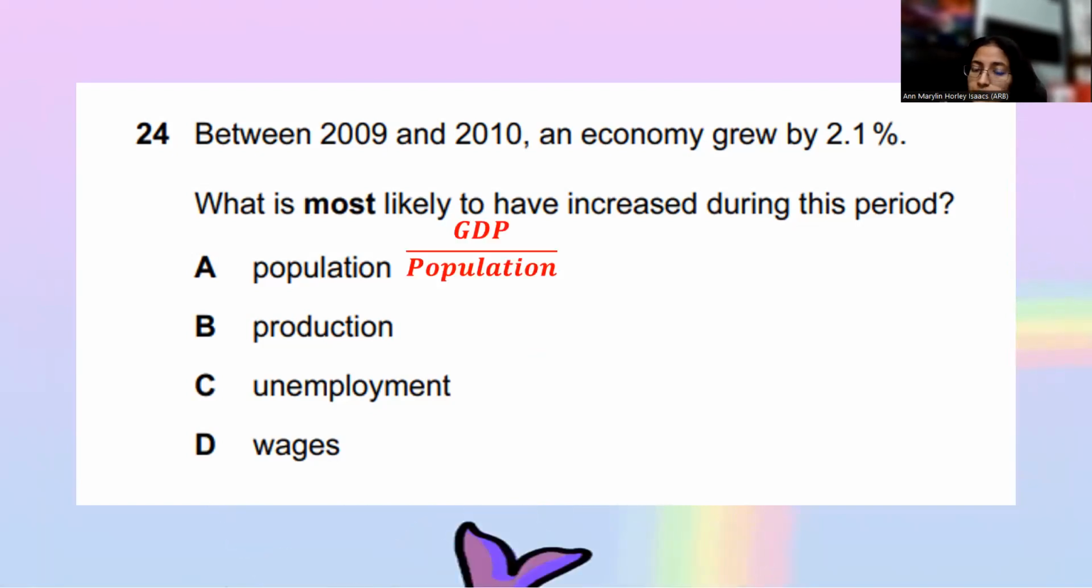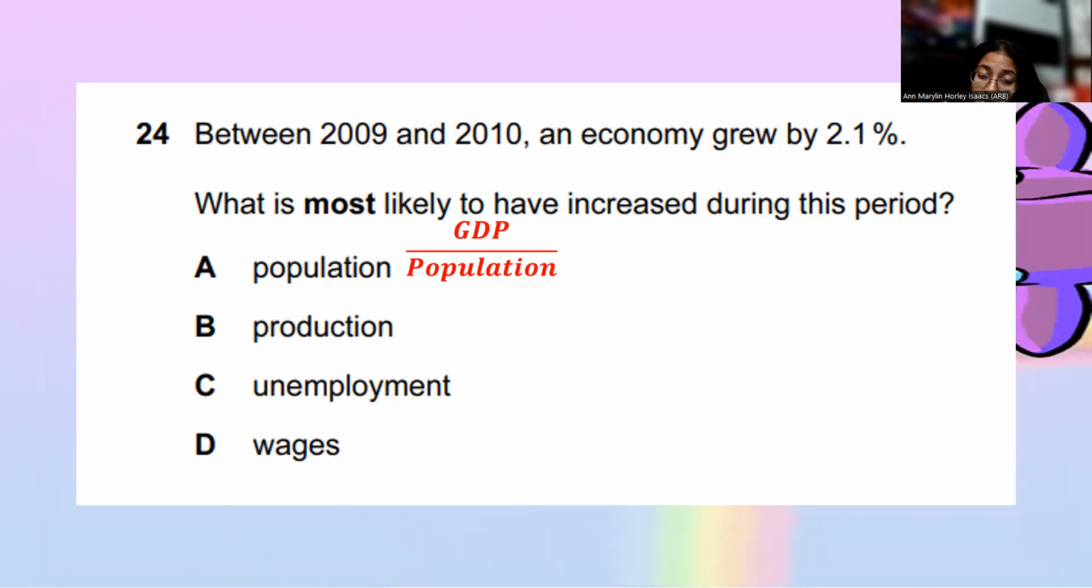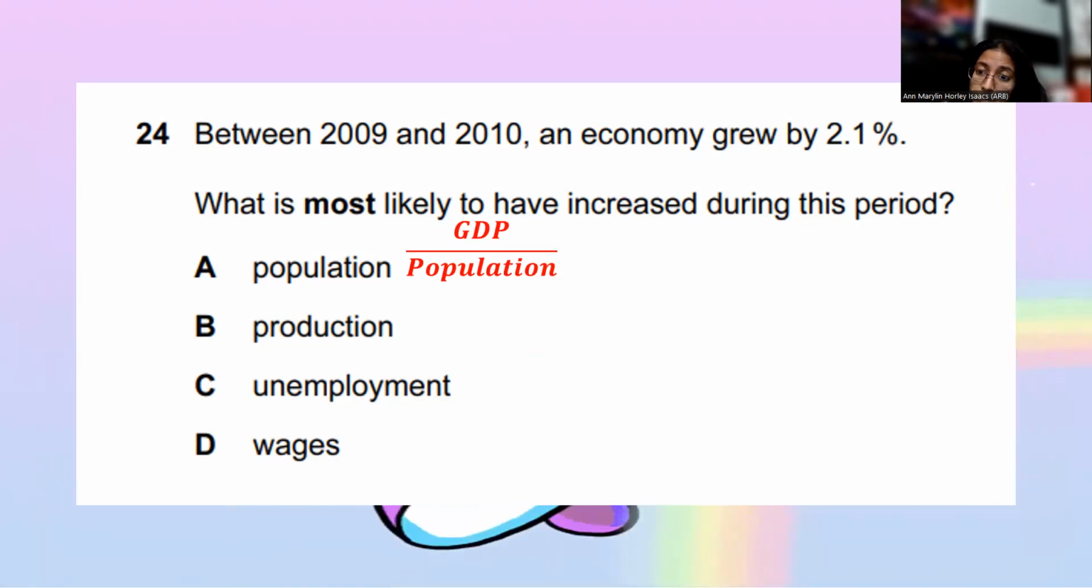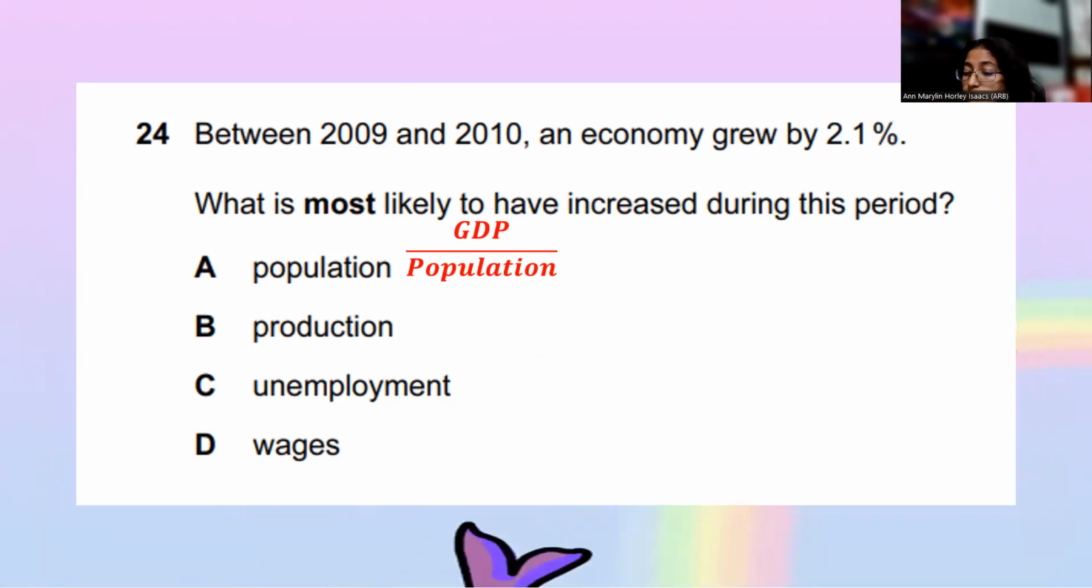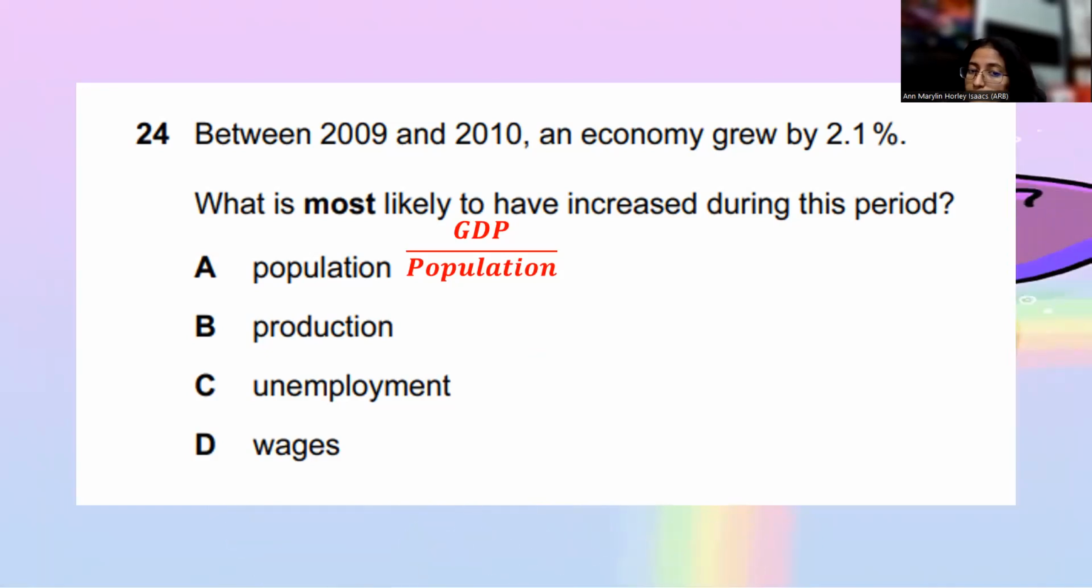Population, no, because if you look at the formula, when you calculate whether an economy is doing well or not, it's GDP per capita, which means GDP per head, GDP per person. GDP divided by population, simple maths. 2 divided by 2 gives you 1. 2 divided by 4 gives you 0.5. So if population grows and GDP does not grow, it doesn't show me why my economy is growing by 2.1%.